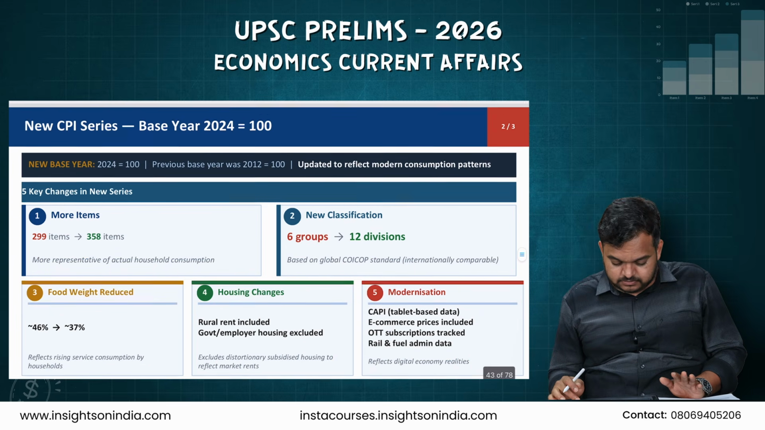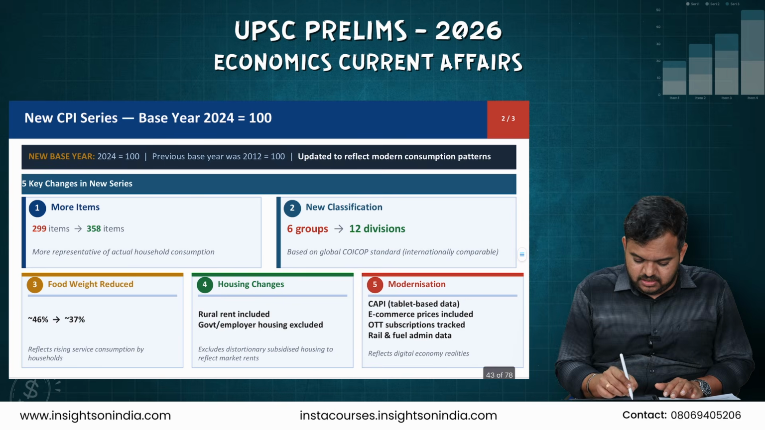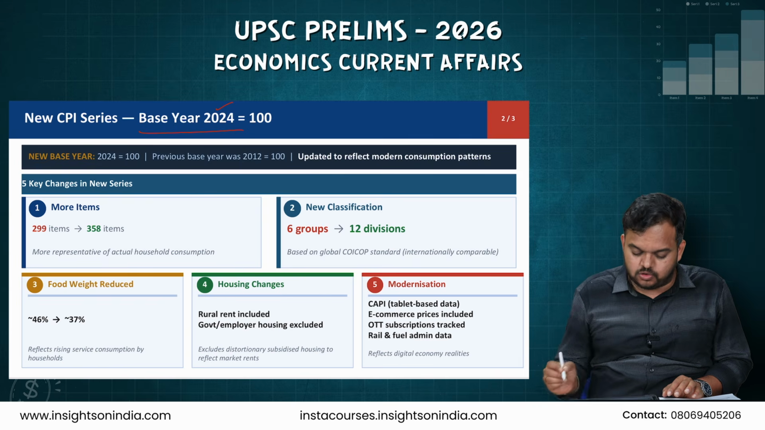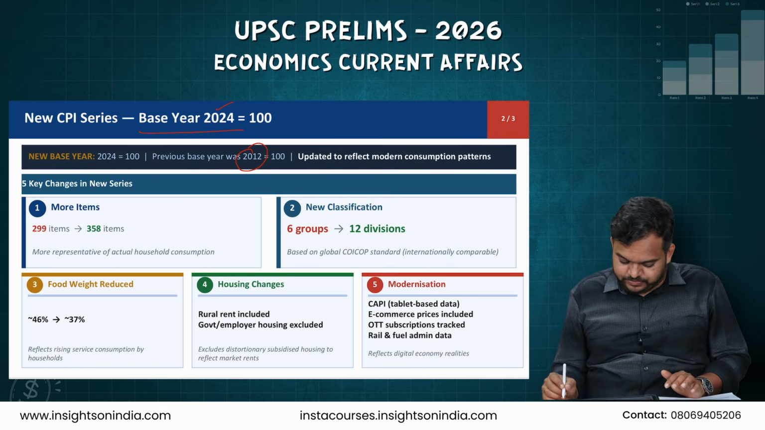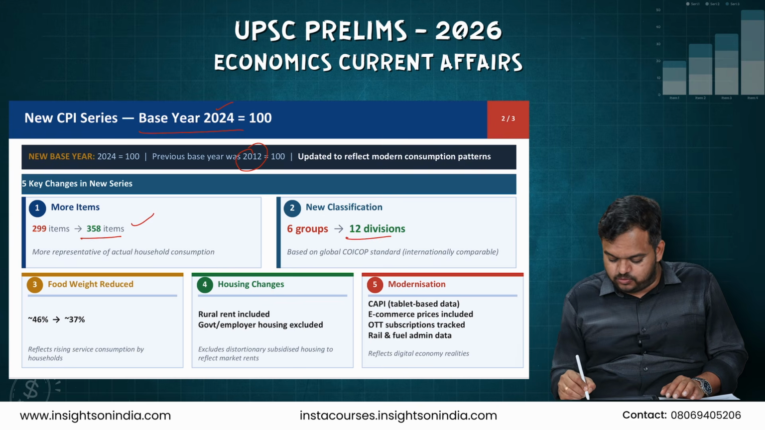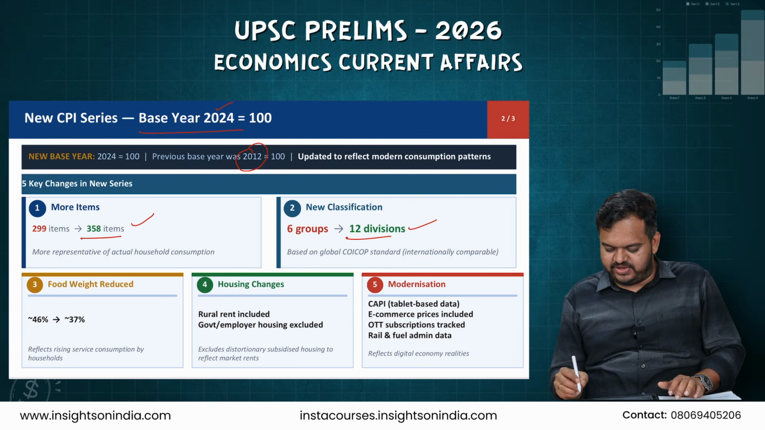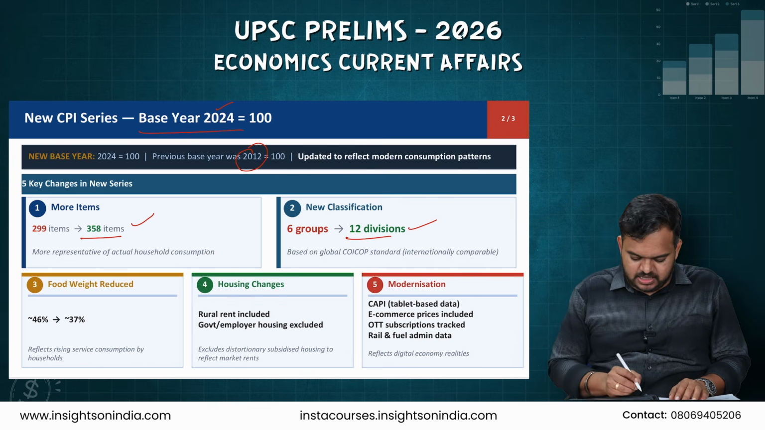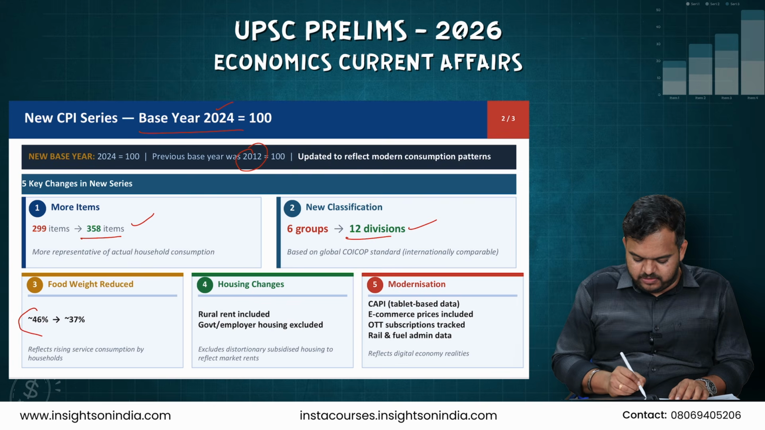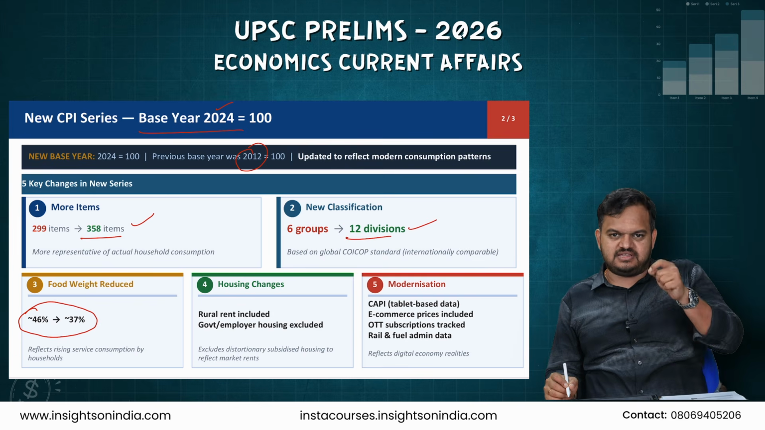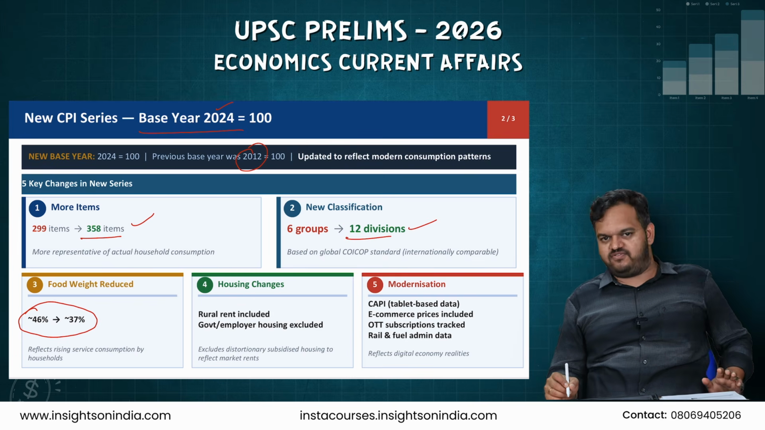You know the reason? So there are new changes introduced in CPI calculation. The base year is changed to 2024, right? Earlier it was 2012, now it is changed to 2024, right? So more items have been included, and for proper calculation, we have increased the number of groups or categories of items that are part of CPI. Very, very important: the weightage of food products has been reduced from 46% to 37%. Most of the times when the CPI is high, the reason will be high food inflation, right?